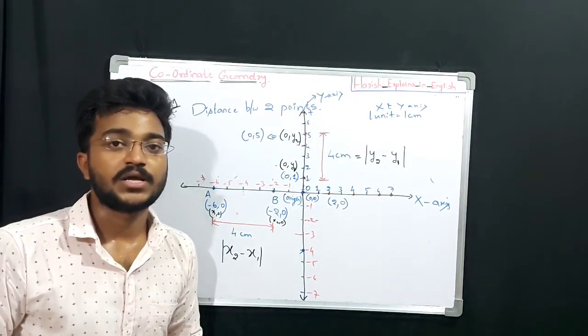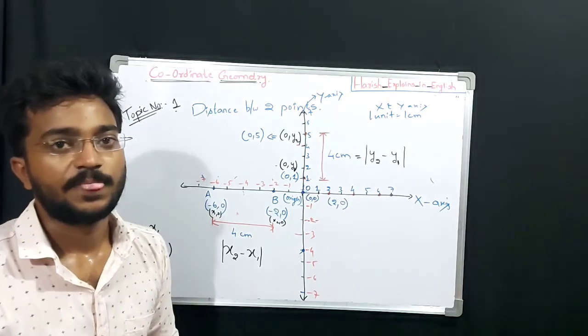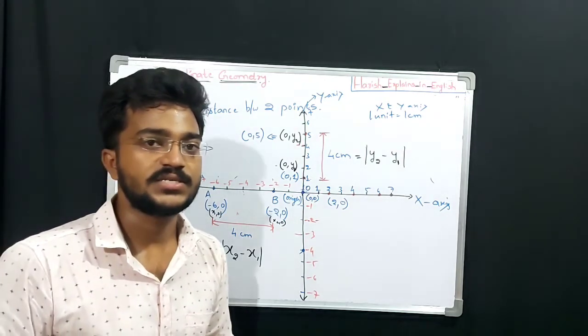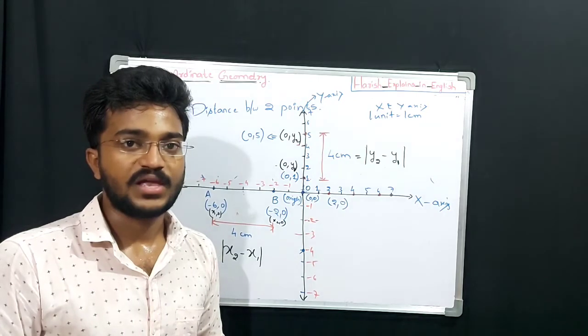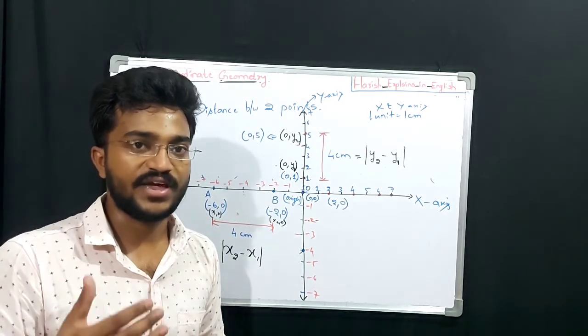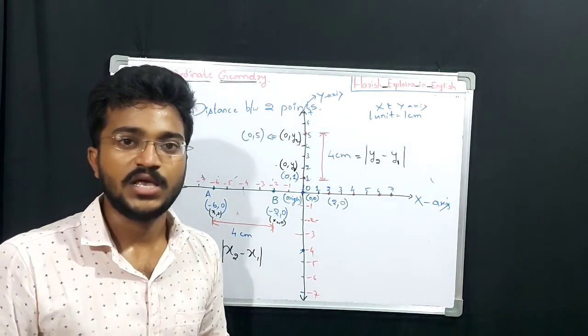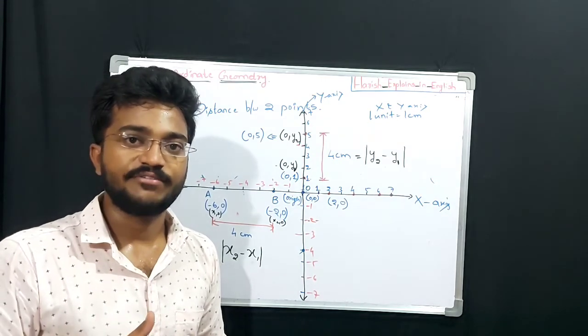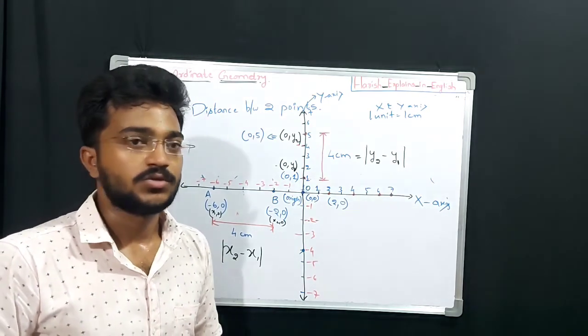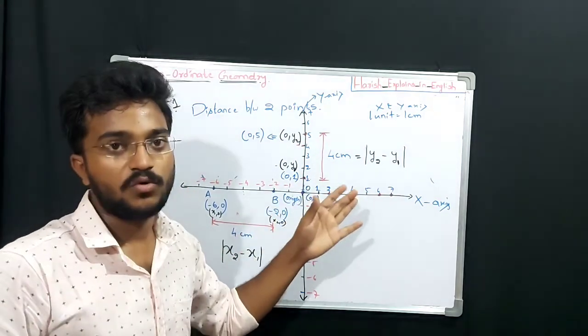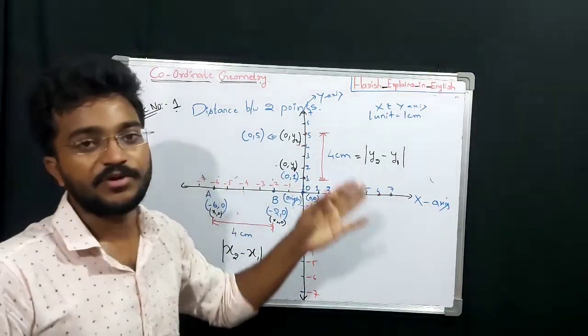When is this applicable? The main condition is when the points are on the axis, the x-axis or the y-axis. If they are on the x-axis, x2 minus x1. If they are on the y-axis, y2 minus y1. So this is the basic thing to understand to go forward to find the distance between any 2 points on the coordinate system.